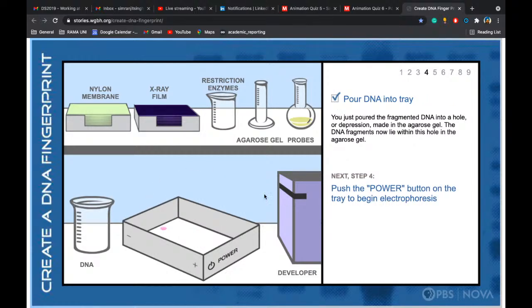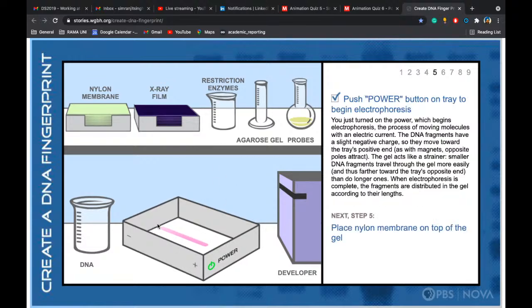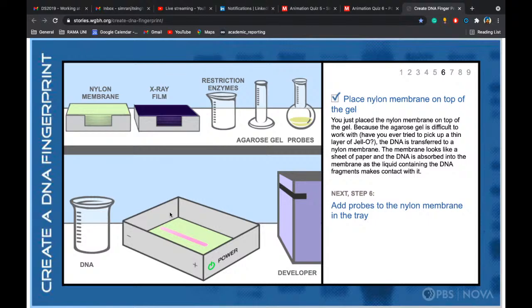Now let's turn on the power button to begin the electrophoresis. So our DNA is moving. Then we place our nylon membrane on top in order to transfer these DNA fragments over the nylon membrane.